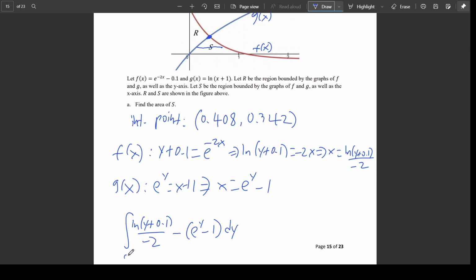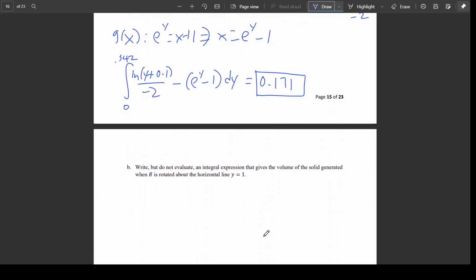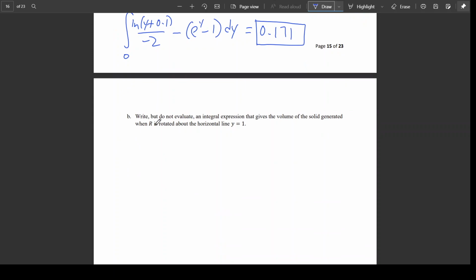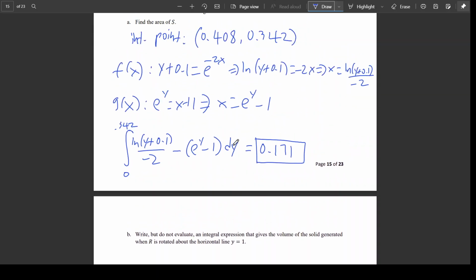So we're going from 0 to 0.342. When we add that up, we'll get the area of this region S. If you were to put this in your calculator and evaluate it, you would get 0.171 as your answer. Okay, that's part A. Part B asks us to write, but do not evaluate, an integral expression that gives the volume of the solid generated when R is rotated about the horizontal line y equals 1.